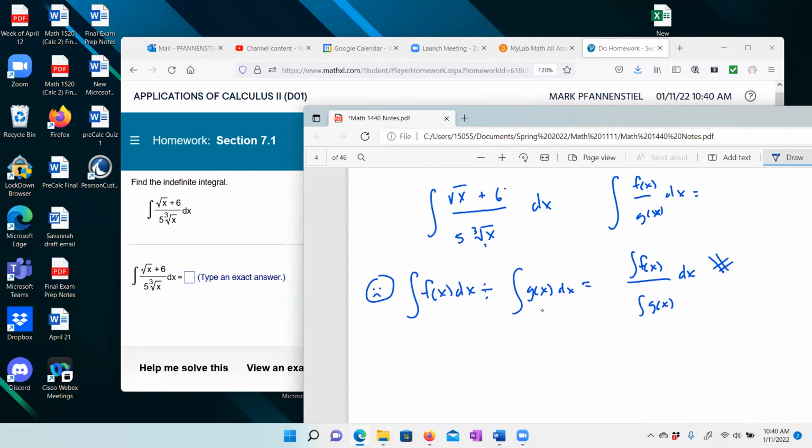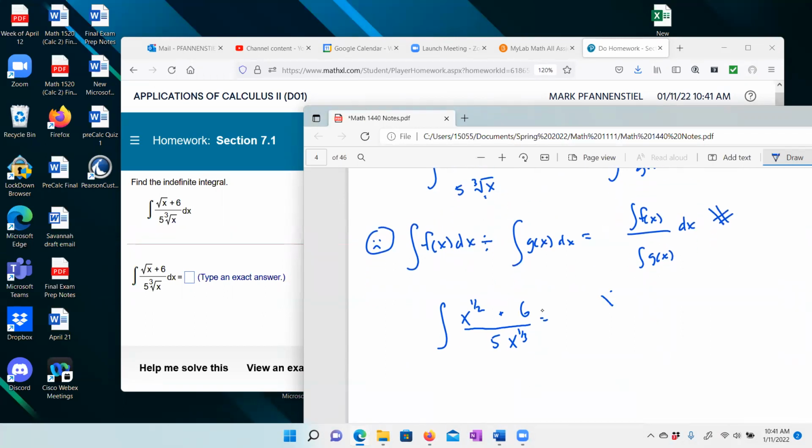What you want to do here is say this is the integral of x to the 1/2 plus 6 divided by 5 x to the 1/3. That's what the cube root means. And what we're going to do is say this is x to the 1/2 over 5x to the 1/3 plus 6 over 5x to the 1/3. You can divide up the tops of fractions.